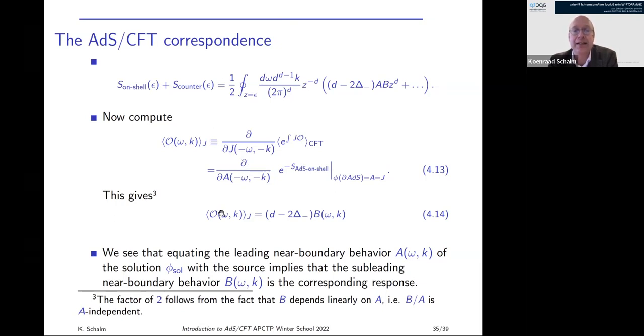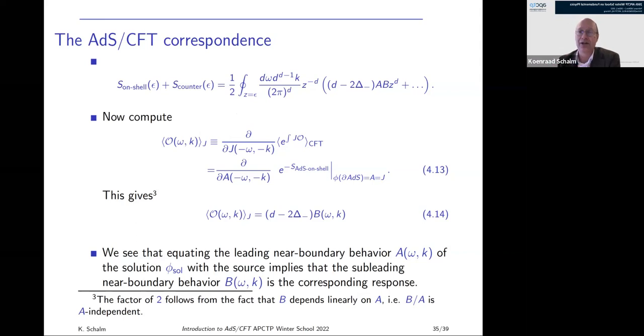Okay? And so this is the object that I have to take. Well, that is now very easy. Once you compute this, you get a d minus 2 delta minus times B. All the z to the minus d's cancel. Strictly speaking, you also have a delta function over the frequency and momenta, so this integral drops away. And you have to be slightly careful with a factor of 2 that I'll explain in a moment.